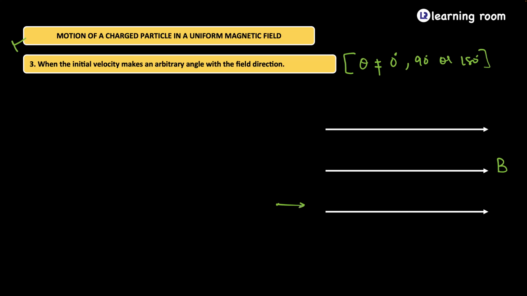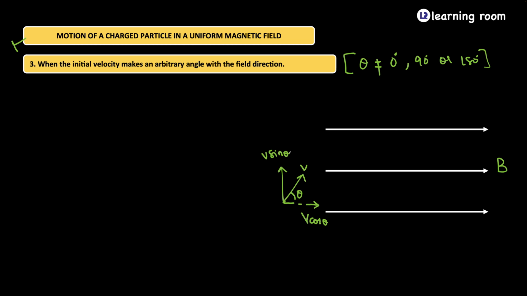If I take a charged particle and project it with speed v at an angle theta with respect to the magnetic field, then this v can be resolved into two components: v cos theta and v sin theta. If you observe, v cos theta is a component which is parallel to the magnetic field, and v sin theta is a component which is perpendicular to the magnetic field.